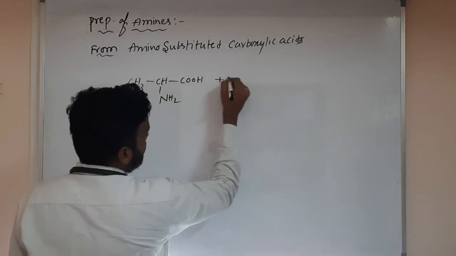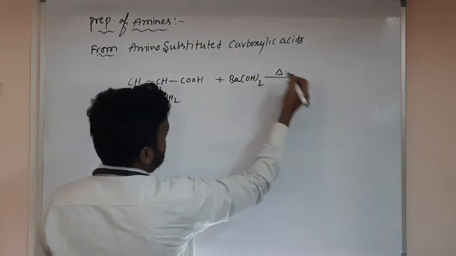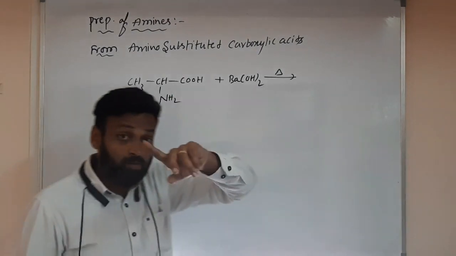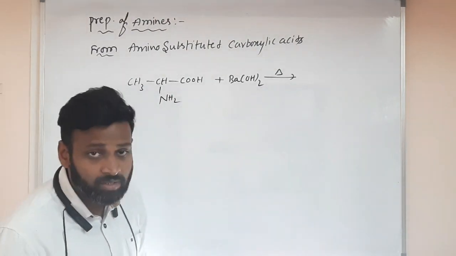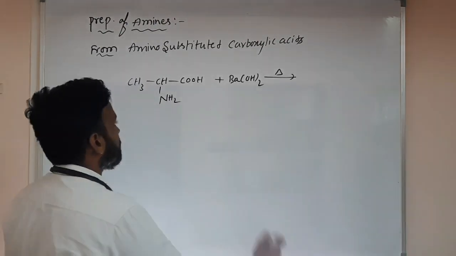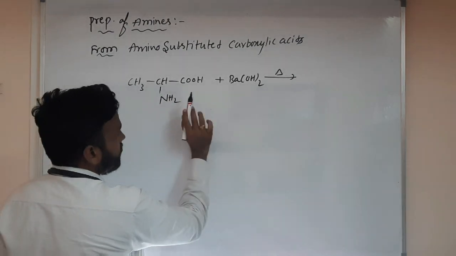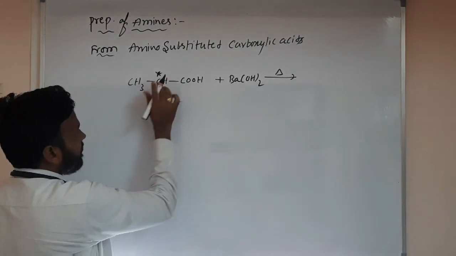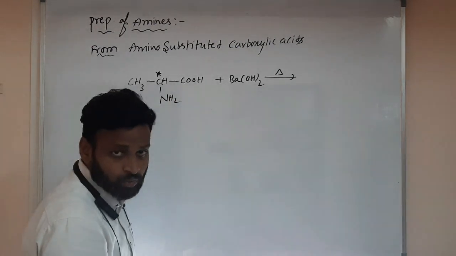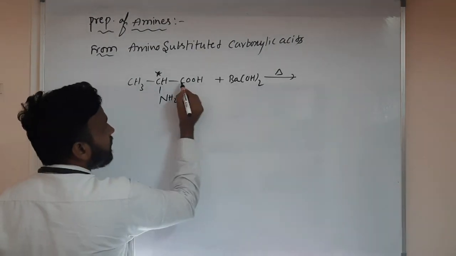Then when you treat it with barium hydroxide, Ba(OH)2, on heating, decarboxylation happens. Decarboxylation means removal of CO2. So here we have CH3, CH, NH2 and COOH. The COOH group and NH2 group must be attached to the same carbon.